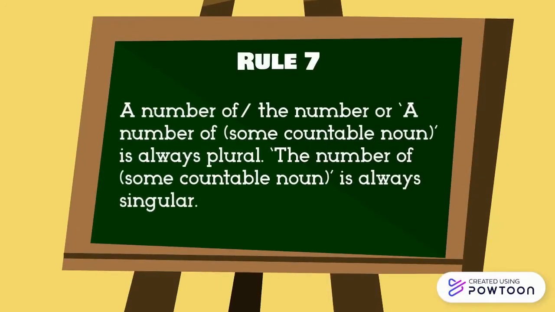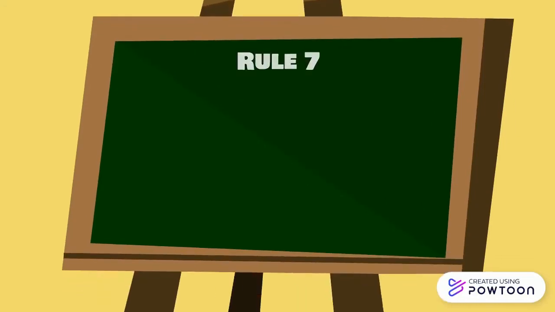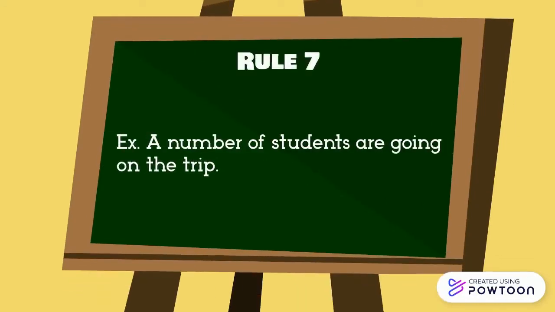Rule number 7. A number of some countable noun is always plural. The number of some countable noun is always singular. For example, a number of students are going on the trip.